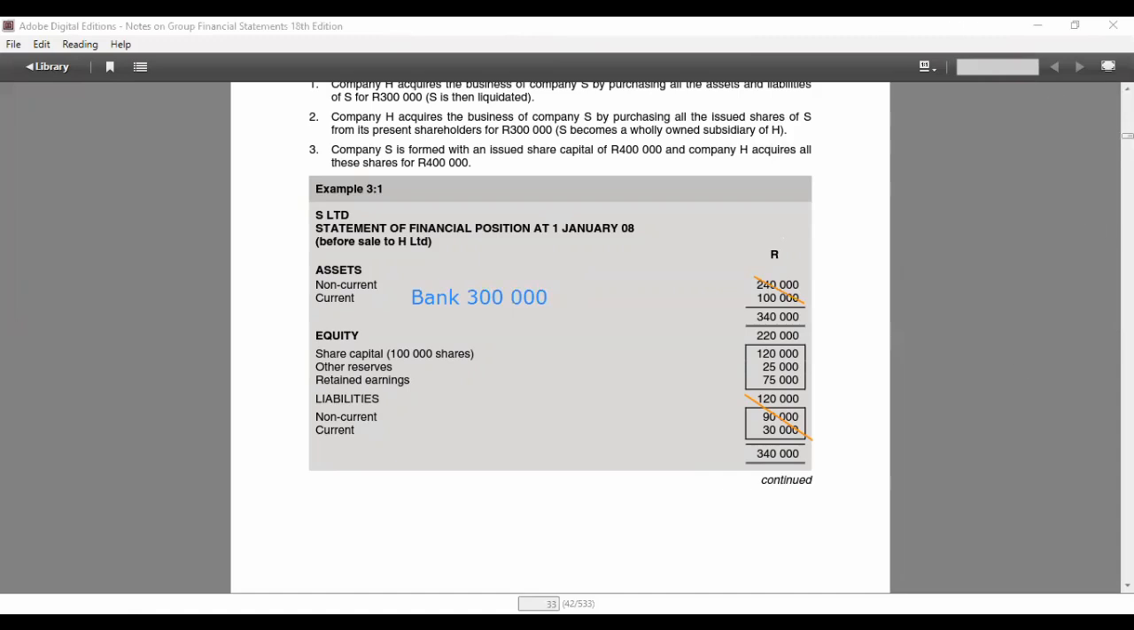In our equity, we now would have shown a profit on sale, and the profit on sale would have come through into our retained earnings. So we would have made a profit of 80,000. Okay, so that means that our retained earnings is actually going to be equal to 75,000 plus 80,000, which will equal 155,000. Okay, so our statement will look as follows. We will have bank of 300. We will have a share capital of 120. We will have other reserves of 25. And we will have retained earnings of this 155 over here.